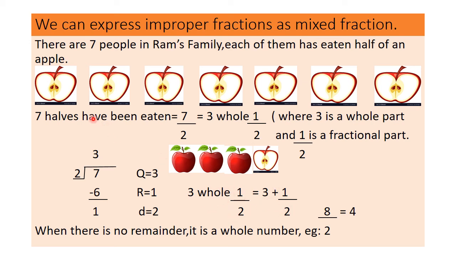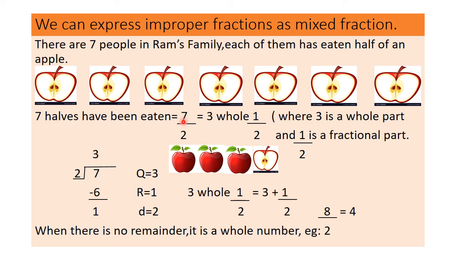From the figure also, let me explain how we got 3 whole 1 by 2. These 2 halves, when put together, show 1 apple. These 2 show another apple. So these 4 are representing 2 apples. These 2 when put together give us another apple. So we have 1 entire apple, 2 entire apples and 3 entire apples. That means 3 whole, and then you can see in the last only half of the apple has been left, which is 1 by 2. So we have 3 whole 1 by 2 apples.